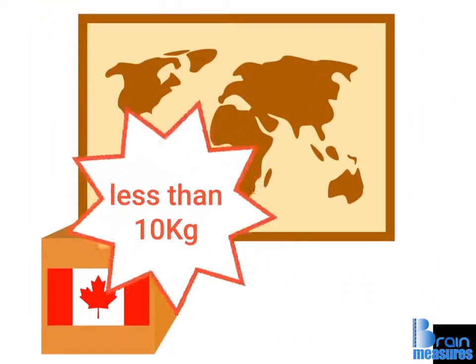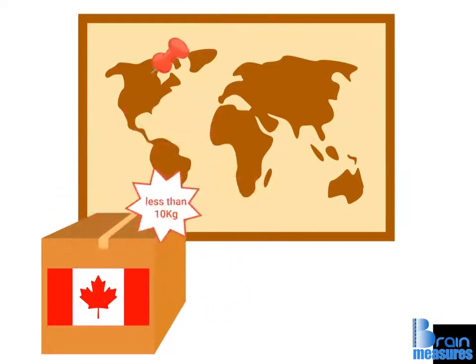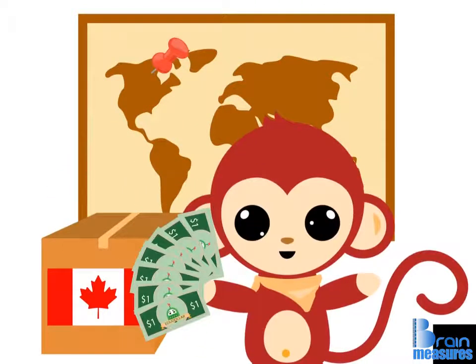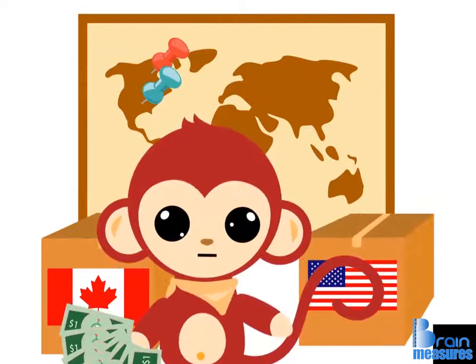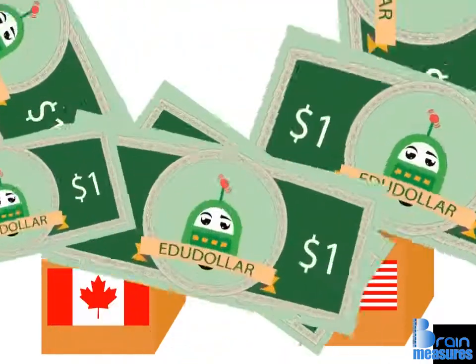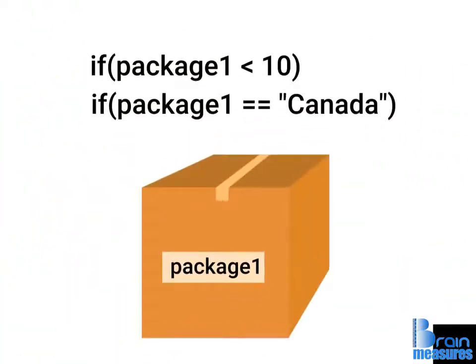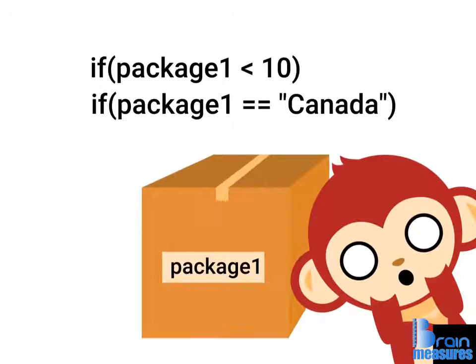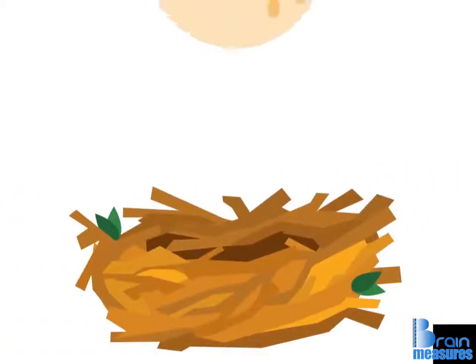A package of less than 10 kilograms heading for Canada only costs $7 to ship, but if it's heading for the United States, then it'll have a different price. This means we'll need to verify two conditions. To do so, we'll need a new tool, nested if statements.